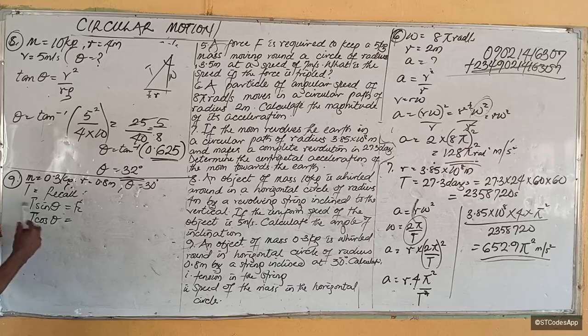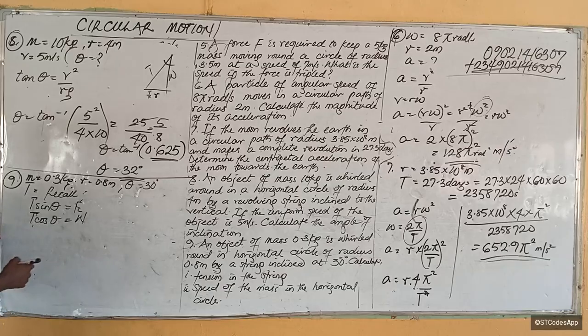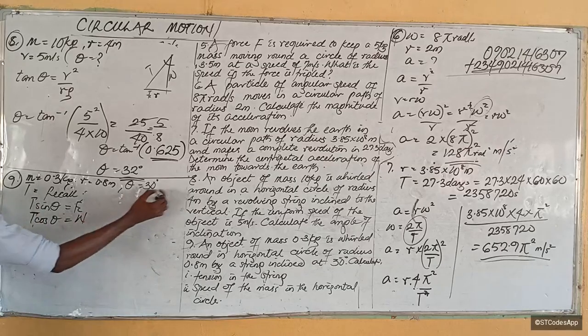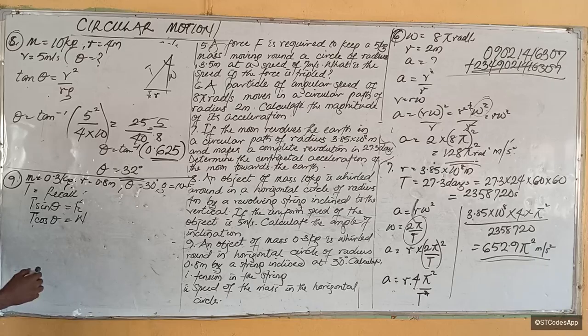So T cos theta is also W, adjacent over hypotenuse. So we can use mg here. g is 10 meters per second squared. Are you following? So from here we can use any of these equations. I think this one is easier.